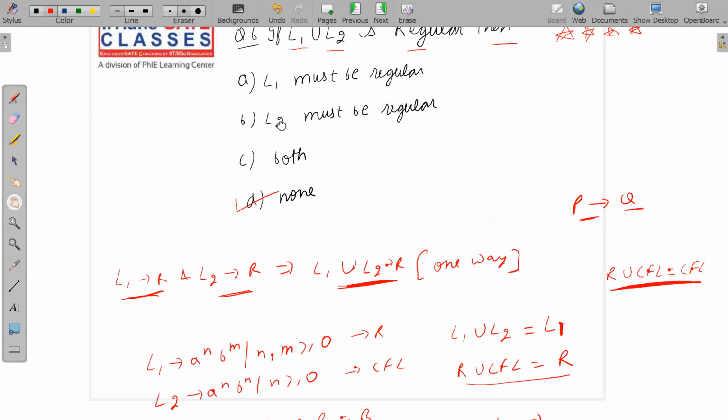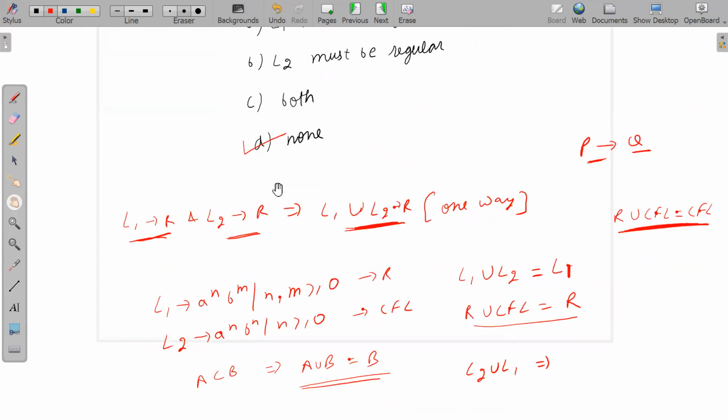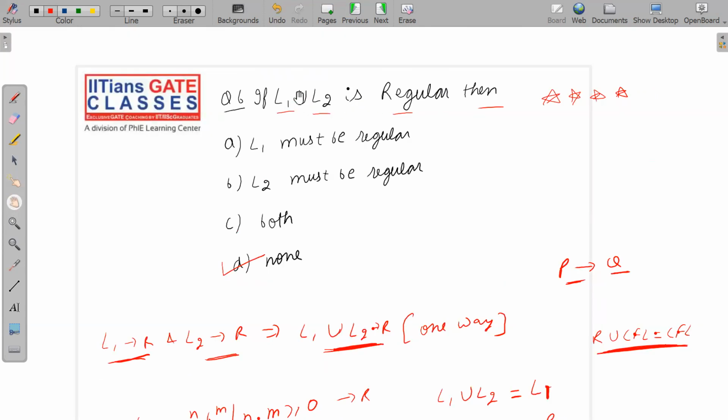Option A is saying the first should be regular, and option B is saying the second should be regular. So obviously union is commutative. A union B is B union A. So you would say at least one of them should be regular. No, this is not the case. The better question is: if L1 union L2 is regular, then at least one of them should be regular. No, this is not the case.